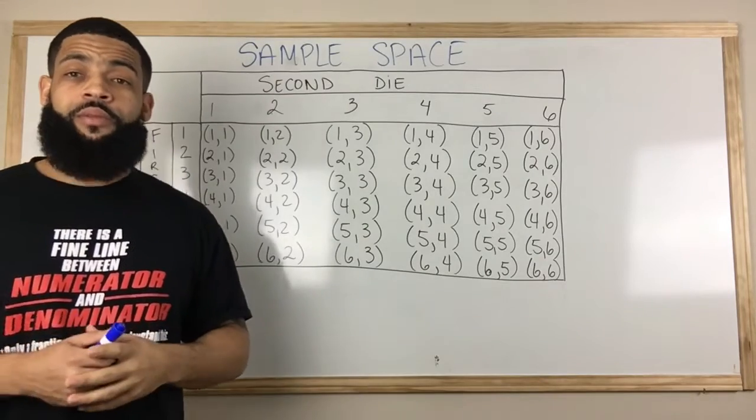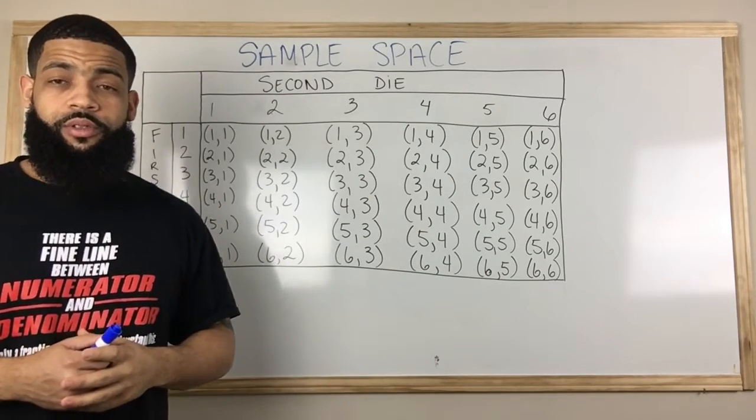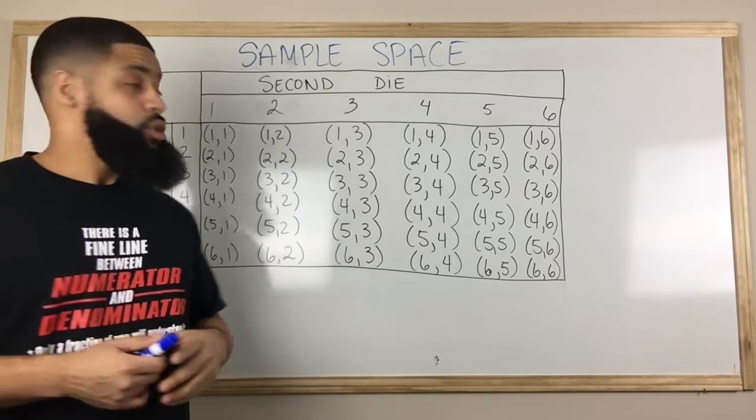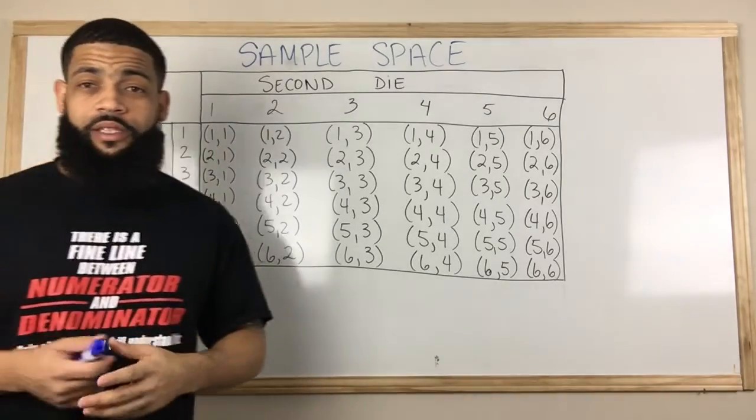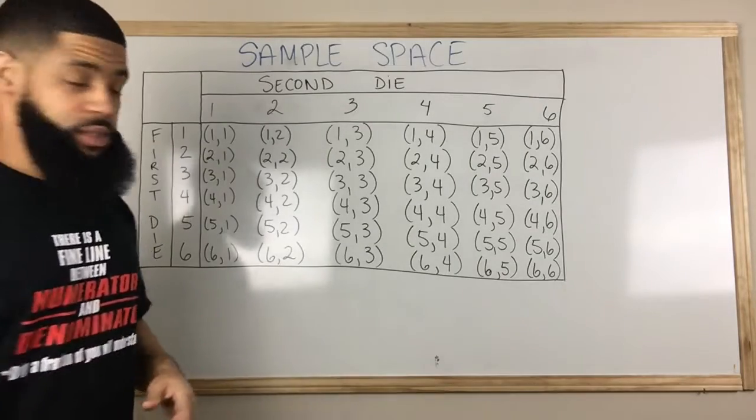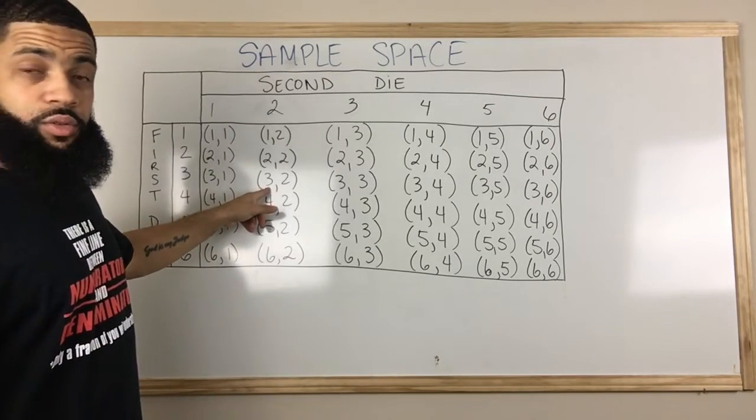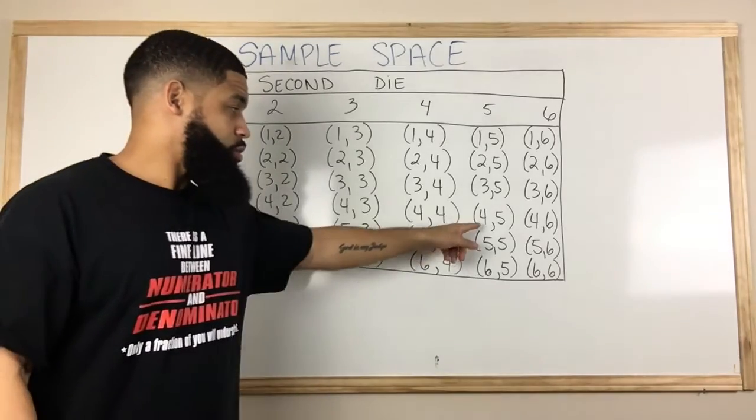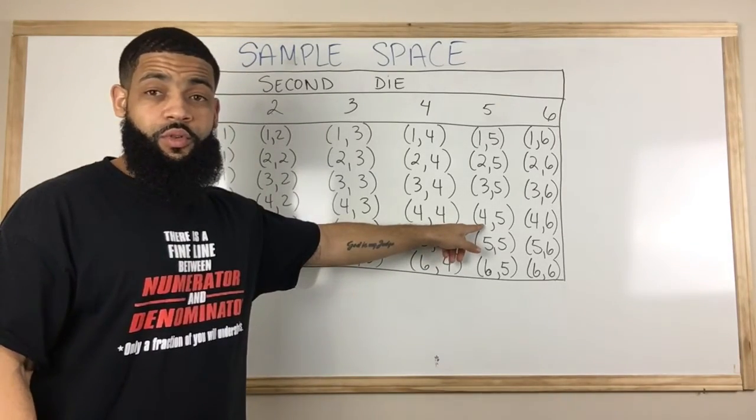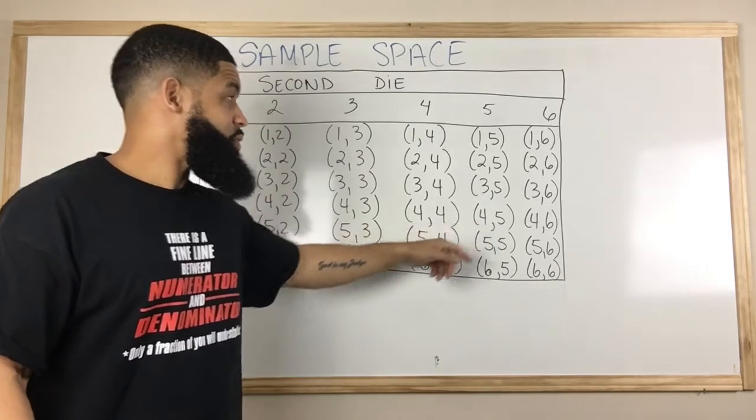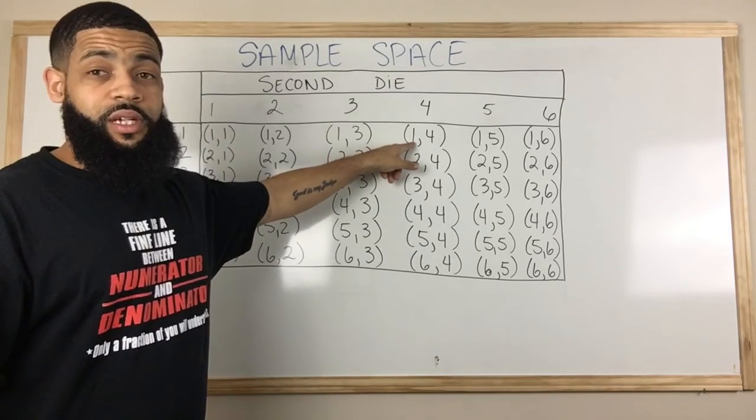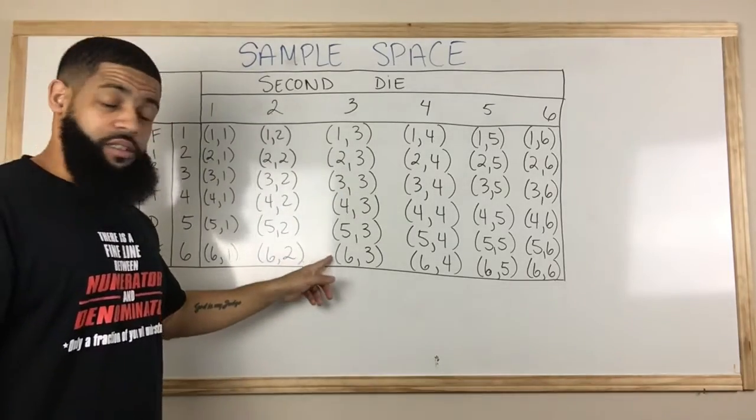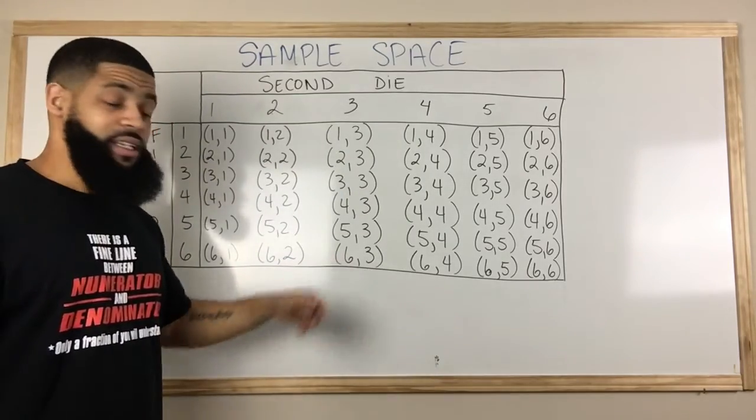We strategically wrote them as ordered pairs because that is what's going to happen when you roll the pair of dice. You have examples such as the first die lands on 3 and the second die lands on 2. You have another example down here. The first die lands on 4, the second die lands on 5. In this case, the first die lands on 1, the second die lands on 4. In this case, the first die lands on 6, the second die lands on 3.